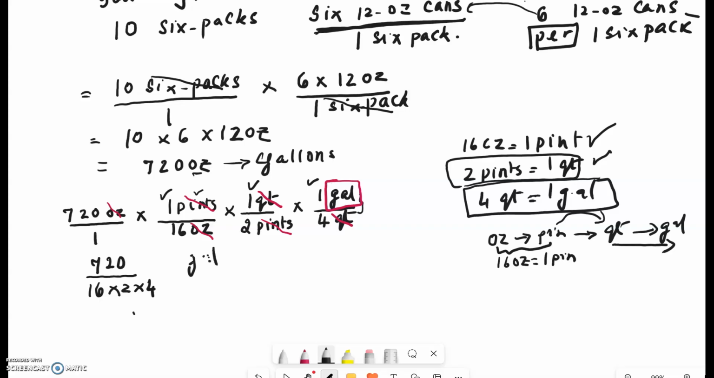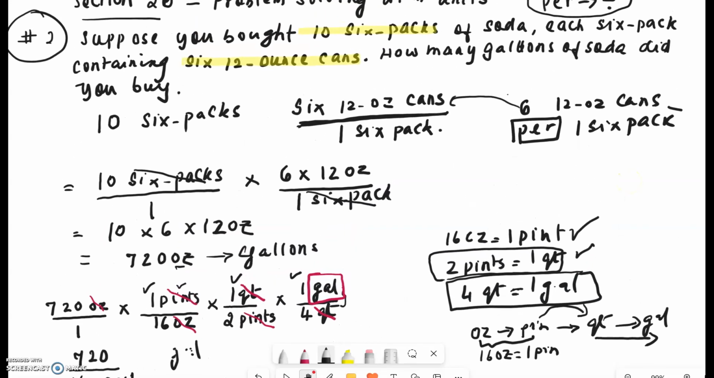The way you're going to enter this into your calculator is 720 divided by, in parentheses, 16 times 2 times 4, and then hit enter. So let's see what the answer is. It's equal to 5.625 gallons. So let's go over this again.